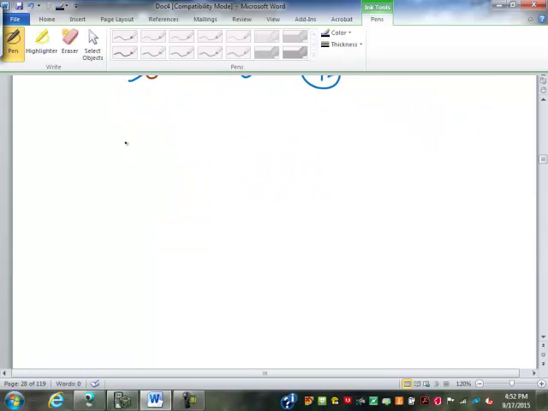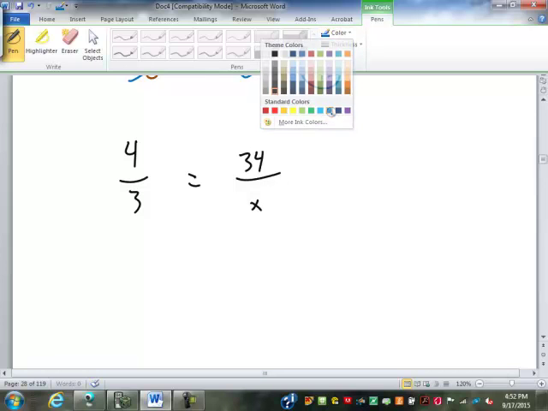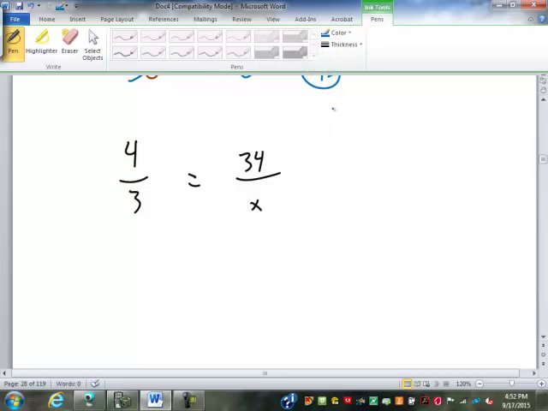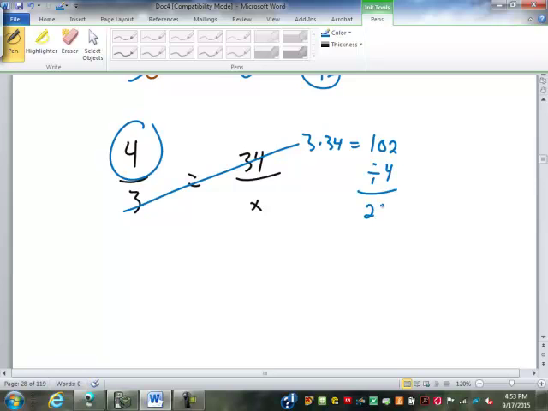So let's say we have a ratio of 4 to 3, and I want to match that up with a ratio of 34 to x. To find x, what am I going to multiply? 3 times 34, which is going to give us 102. And then I'm going to divide by the 4, which is going to give me 25.5.